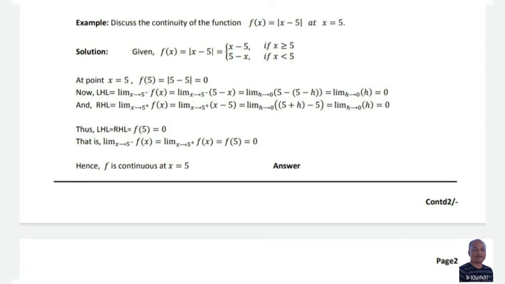So when all the three are equal, that means the function is continuous at x equal to 5. So when the left hand limit equals the right hand limit equals f of 5, then we say that the function is continuous. In the same way, you can find out the continuity of the same function at x equal to 4 or x equal to 3 or x equal to 0 or x equal to minus 1 or minus 2. And this is the first problem which you are trying.